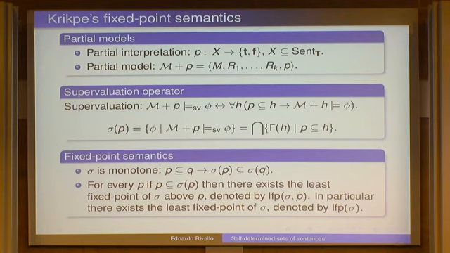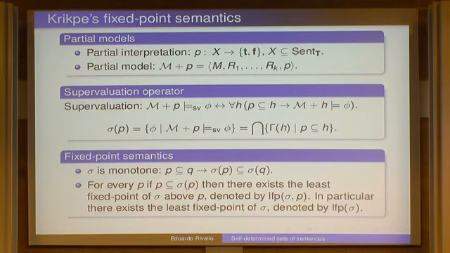Therefore, a traditional way out is Kripke's fixed point semantics, which aims to find a partial interpretation for the truth predicate, which can be seen in some sense as a partial fixed point of the Tarskian operator. So we shift from the standard notion of model to partial models, where a partial interpretation is just a partial function P, and then to define what it means that a sentence is true in a partial model, we need a notion of valuation.